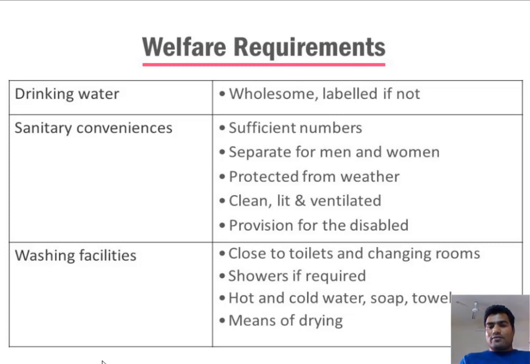Washing facilities. What will be the criteria for washing facilities? Washing facilities should be close to the toilet, so that after the toilet we are able to wash our hands, and beside the changing room, with a shower if required. Hot and cold water should be there. Also soap and towel for hand cleaning, and means of drying, and if required there should be a dryer for hand drying. So these are the three basic welfare requirements.